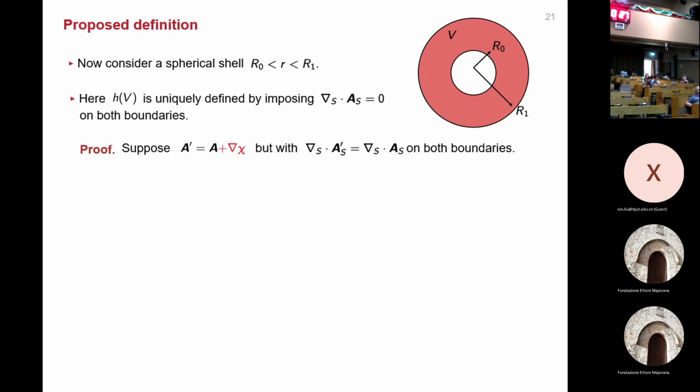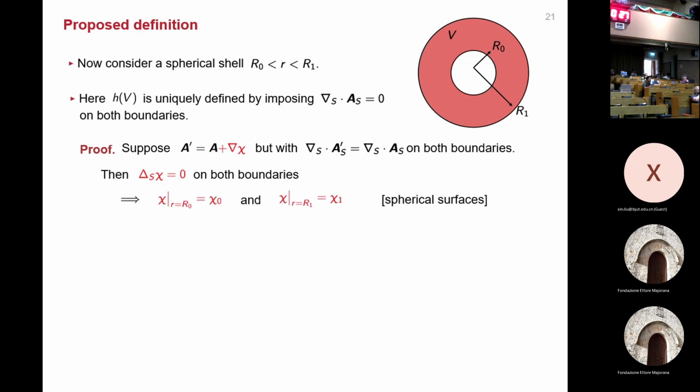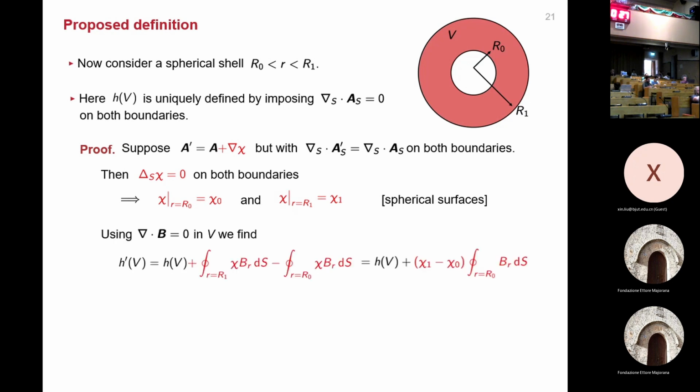So we have time, let's have a look at this. So let's suppose we have two different vector potentials A and A prime that both have no divergence on either boundary. So they differ by a gauge function. And so this gauge function, this chi, has to satisfy the two-dimensional Laplace equation on both boundaries. And so it follows that it has to be a constant on each boundary, the only possible solution of the Laplace equation on a sphere. But the two constants could be different, right? We haven't imposed a relation between the constants. So there's still some gauge freedom, if you like, here.